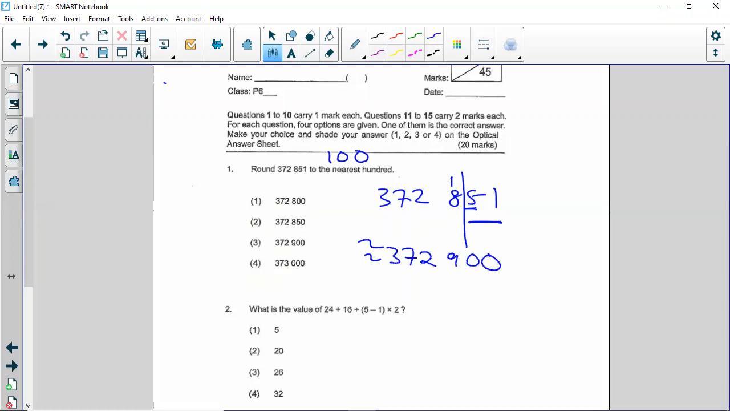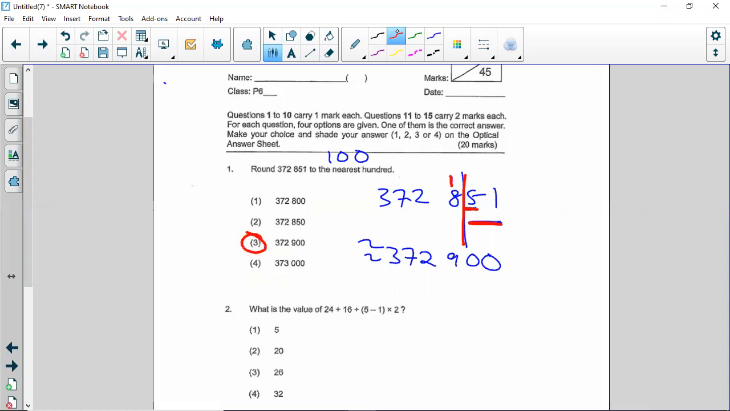So what do you do again? If you want to round off to the nearest hundreds, you draw a line to show the last 2 digits, look at the digit nearest the line and ask, is it 5 or bigger? If it's 5 or bigger, you add 1 on the next digit. And then you will get 372,900. And your answer is number 3.